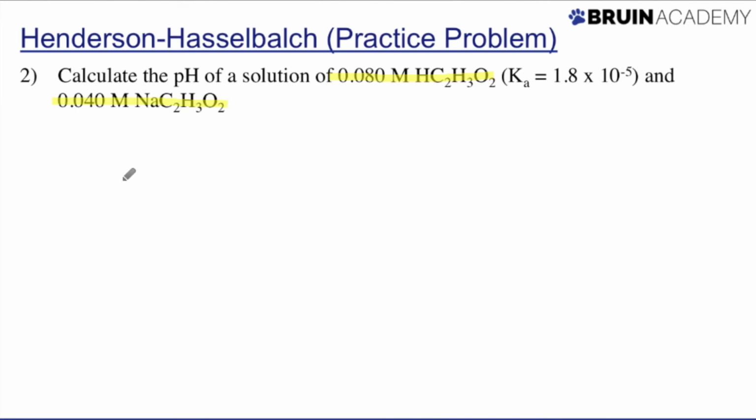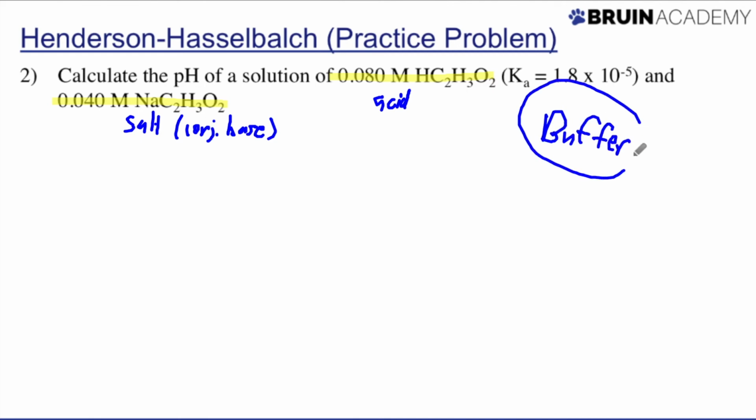The first thing you should be thinking is you have an acid and a salt, and the salt contains the conjugate base. So then what you should be thinking is, what happens when you mix an acid with its conjugate base? You get a buffer. So this is a buffer problem, a dead giveaway that you need to use the Henderson-Hasselbalch equation.